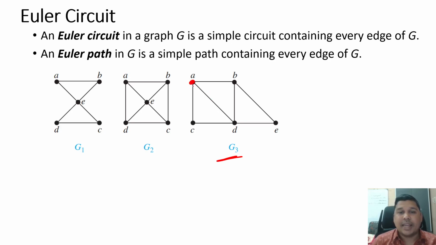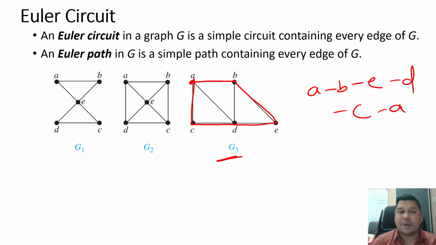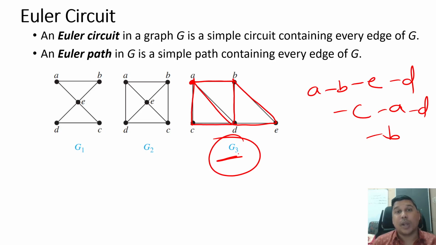So from A, I will come to B. From B, I will come to E. So from A to B, then to E. From E come to D. Then from D come to C. From C, go back to A. From A, come back to D. Again from D, go back to B. Right? So here G3 has a Euler path.